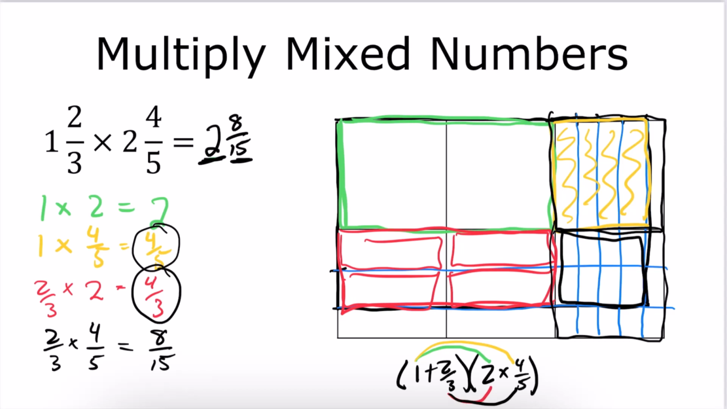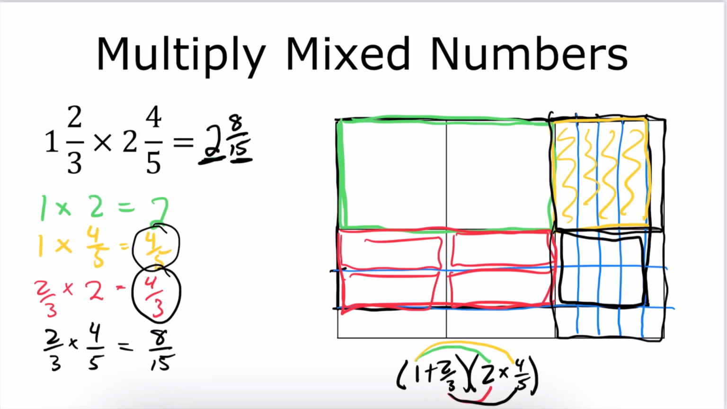This is just more for you as a teacher to know that this concept is related to foiling, which they'll learn about in algebra. So to find the area of this black rectangle that I'm trying to find the area of, I basically just need to combine the green with the yellow with the red with the black.